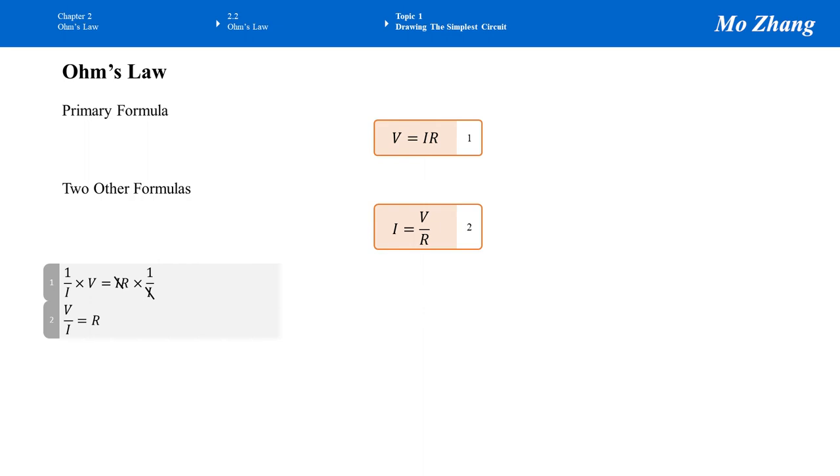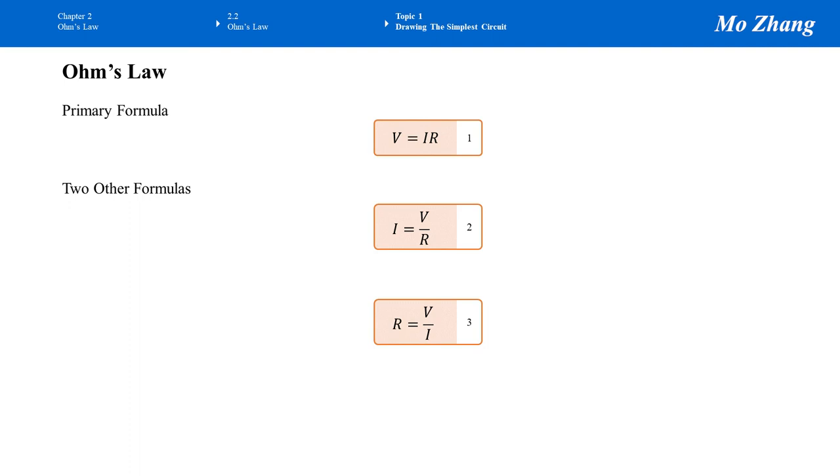If we flip this equation, by interchanging the two sides of the equation, it becomes R equals V over I. This is the third Ohm's law formula. For this formula, if we know the voltage V and the current I, we can figure out the resistance R. So these are the three Ohm's law formulas.